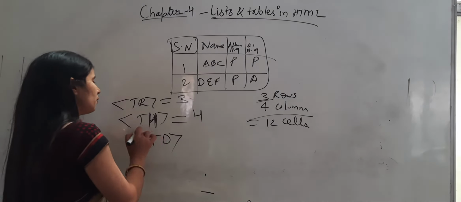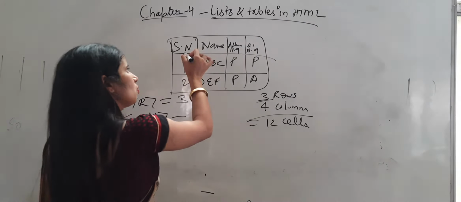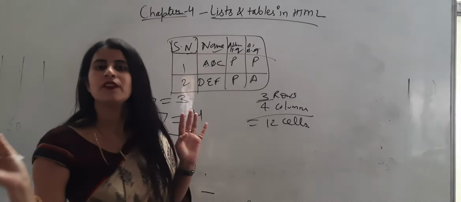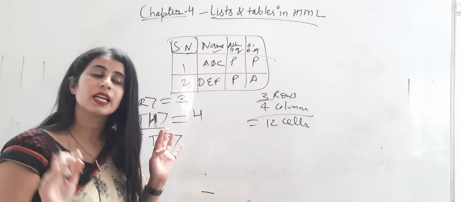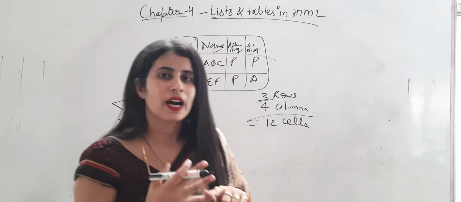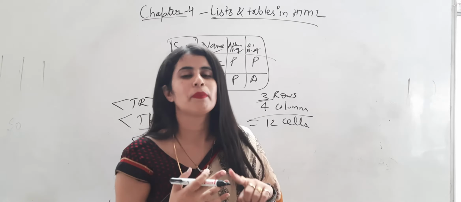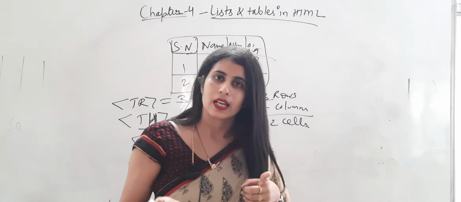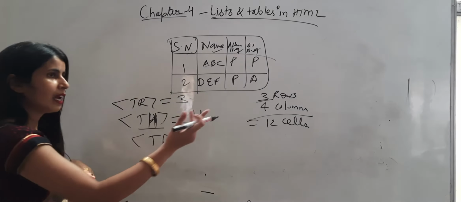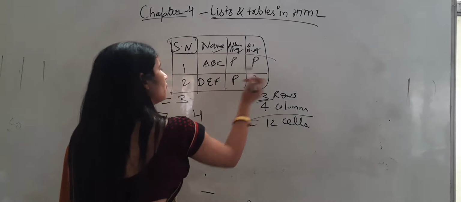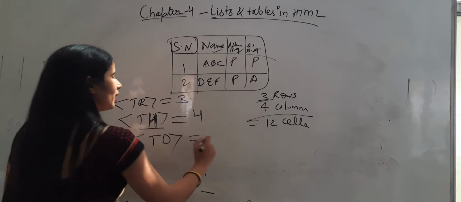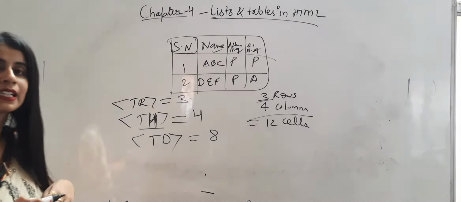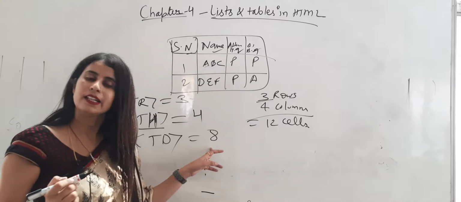So if we are using the th tag, 4 we had already defined. How many had we defined by using the th tag? We had defined 4 data items by using the th tag. So how many are left here? 1, 2, 3, 4, 5, 6, 7, 8. So here I will use 8 td tags.